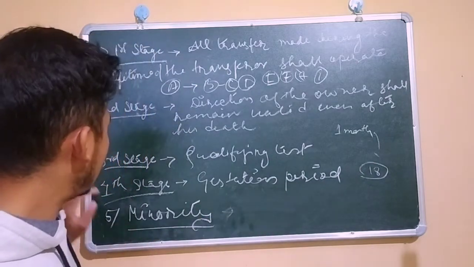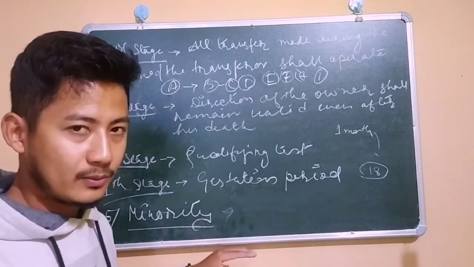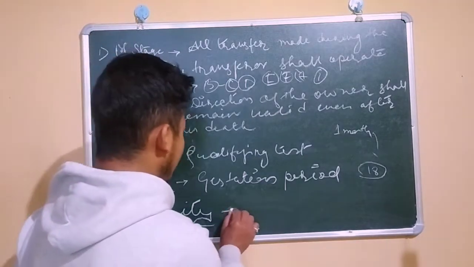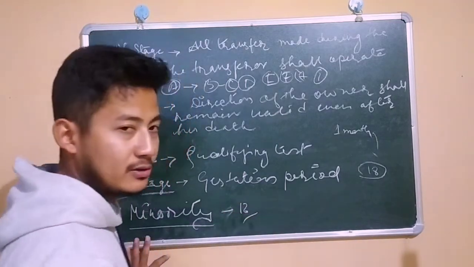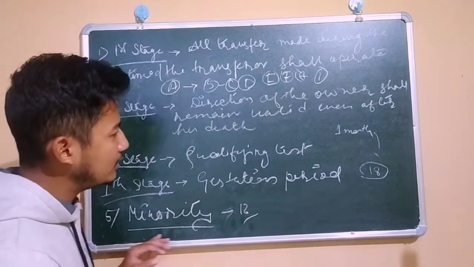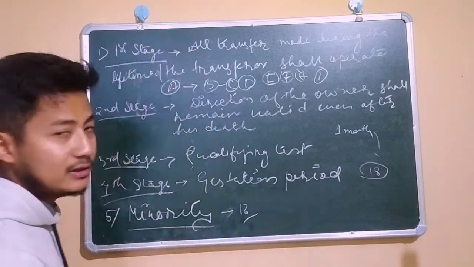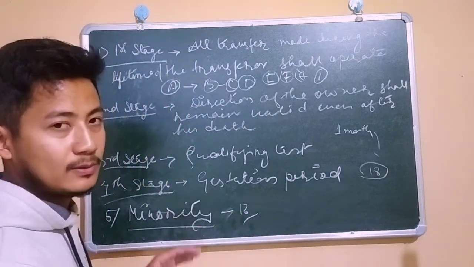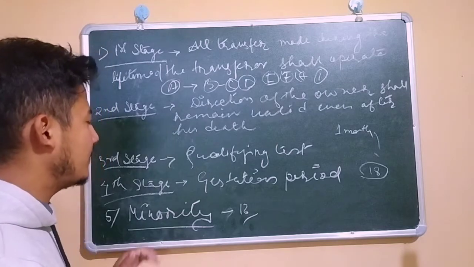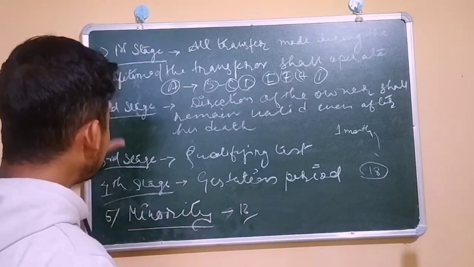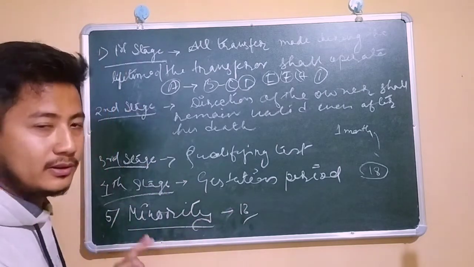Now comes the last step, that is the minority. The age of minority is 18 years; we all know that from the Indian Majority Act. So the moment the baby becomes 18 years old, he will get the property. He will become the ultimate beneficiary of the property. So this is what Section 14 talks about in detail.